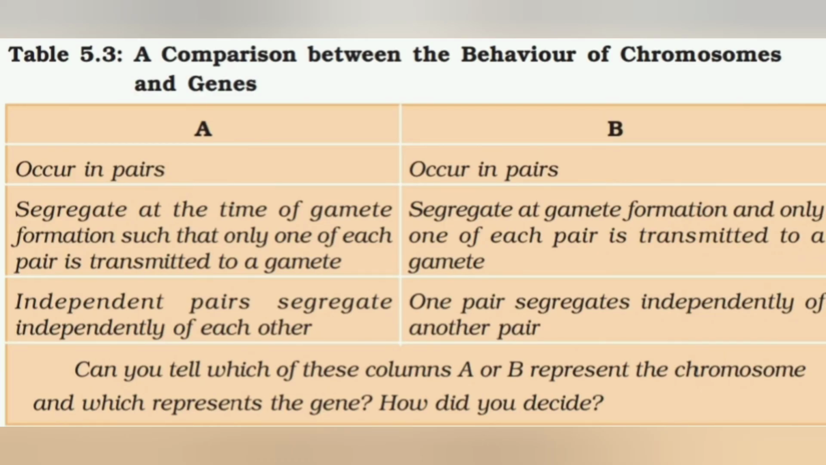Here they gave a comparison between the behavior of chromosomes and genes. First, genes occur in pairs, chromosomes also occur in pairs. Second, genes segregate at the time of gamete formation such that only one of each is transmitted to the gamete. Same with the chromosomes. Third, independent pairs segregate independently of each other. One pair segregates independently of another pair of chromosomes.